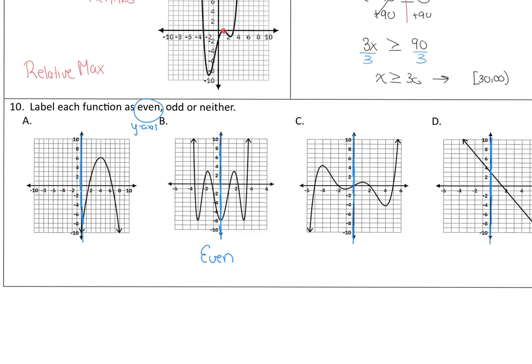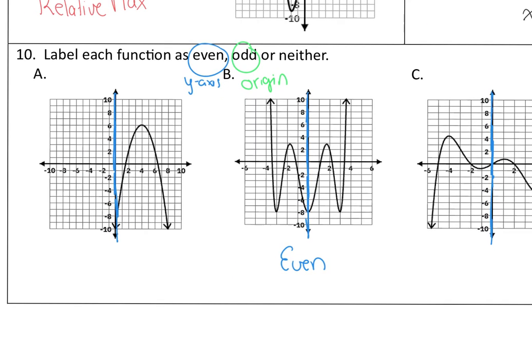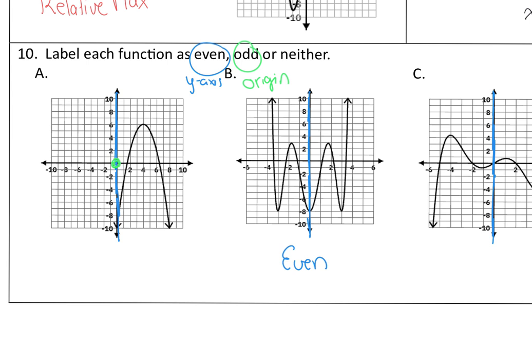Okay, so let's try odd. Odd means it's origin symmetry. So if I go to the first one, origin symmetry means this dot over here would have reflected over there. Well, that didn't happen. So since this first one's not odd, and we know it's not even, then we call this neither.